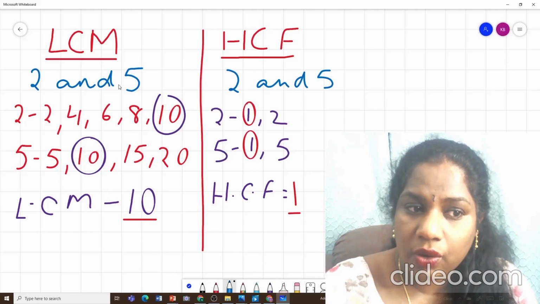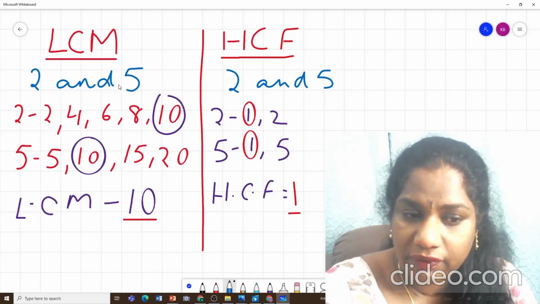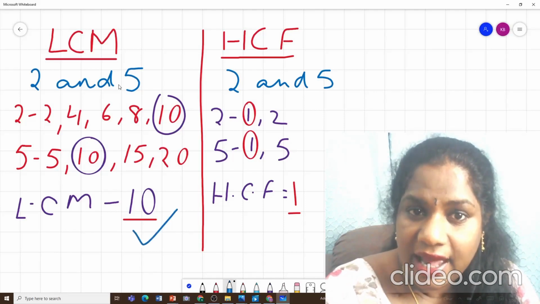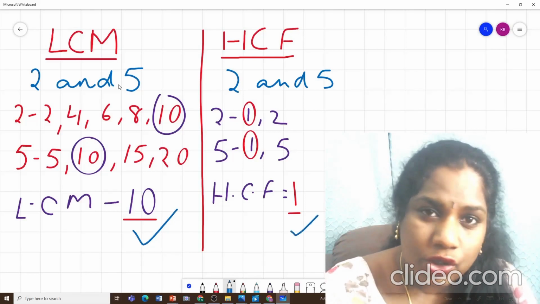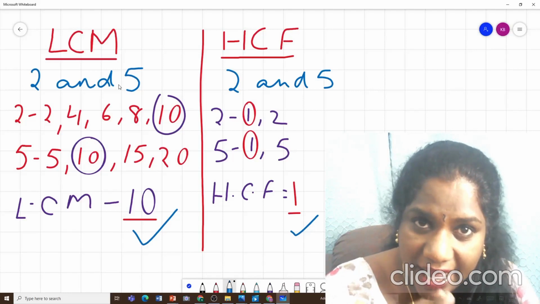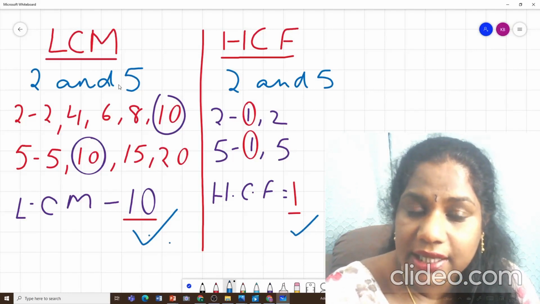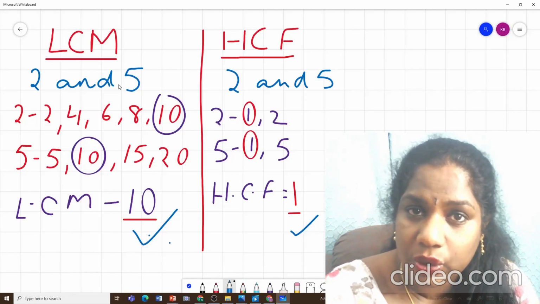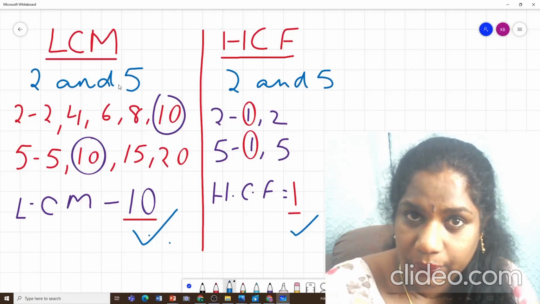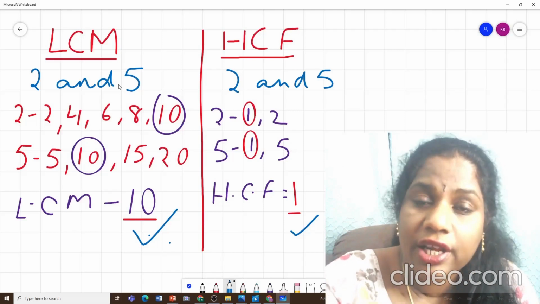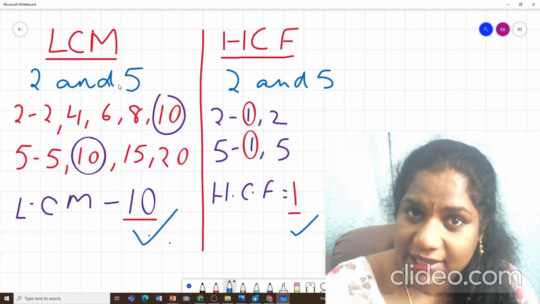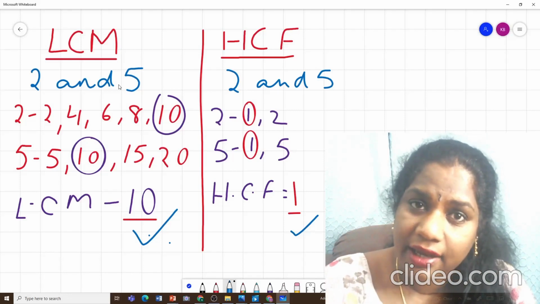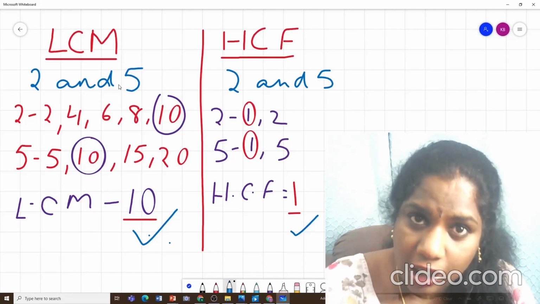Okay, so now if you look at the LCM of 2 and 5, it is 10 and the HCF of 2 and 5 is 1. So what do you observe? LCM is always greater than or equal to the number which is given to you. And HCF is always less than or equal to the number given to you. Right? LCM will be on the higher side and HCF will be on the lower side.